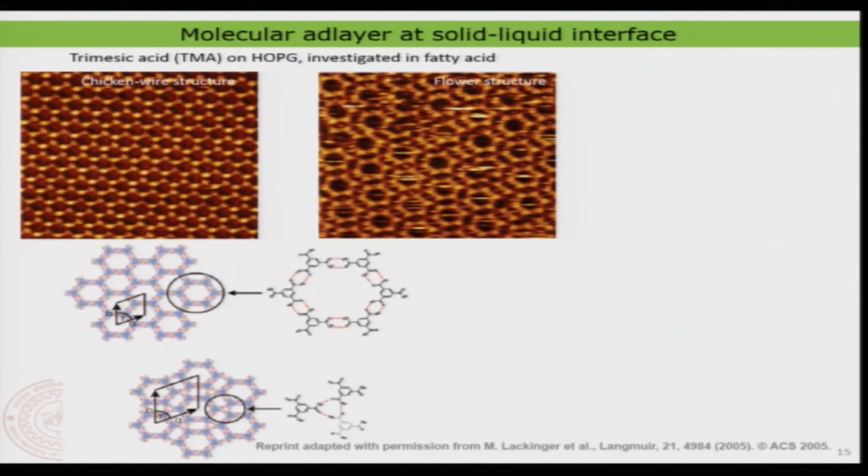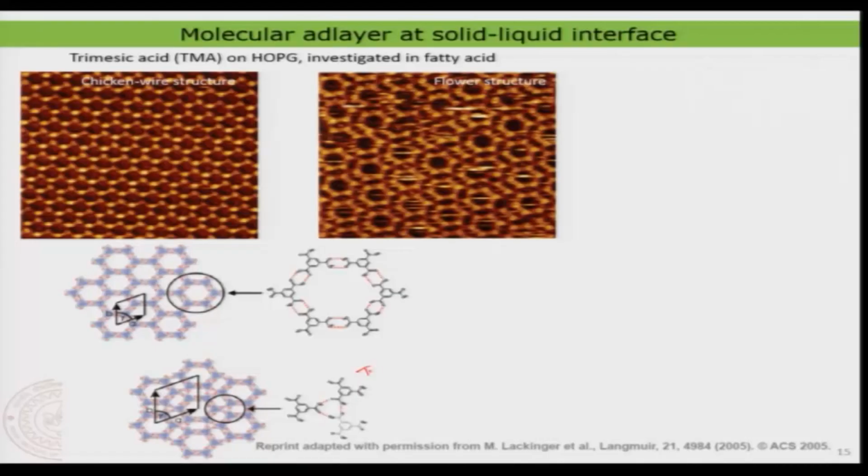Now, the interesting thing is again, this is the trimesic acid molecule which we have already discussed, and we said that this molecule can form either a dimeric hydrogen bonding or a trimeric hydrogen bonding. So, these are the two ways that the trimesic acid can interact with respect to each other, and depending on this interaction you can either form a flower structure or a chicken wire structure.